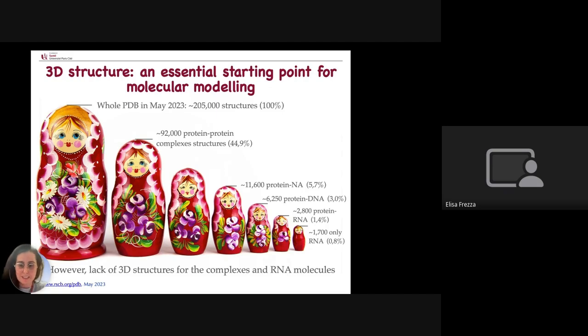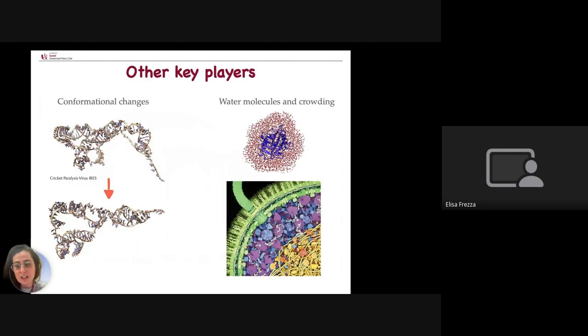And why are there these difficulties? There are also other key players, like the conformational changes that can occur at the level of RNA. And even though we have this kind of information, if you look at the cell, there are the water molecules and the crowding that can have a big impact.